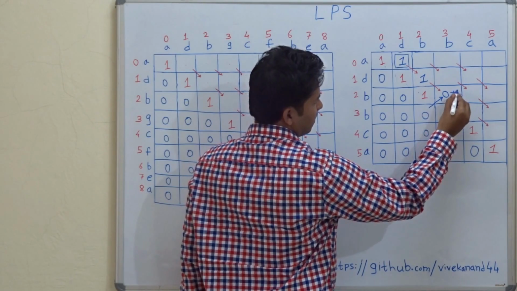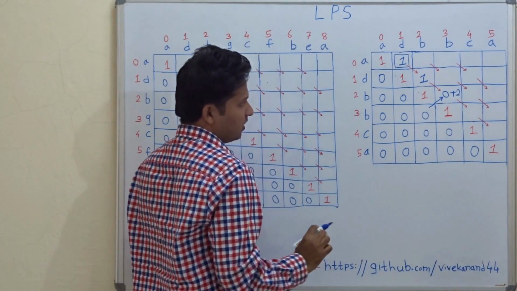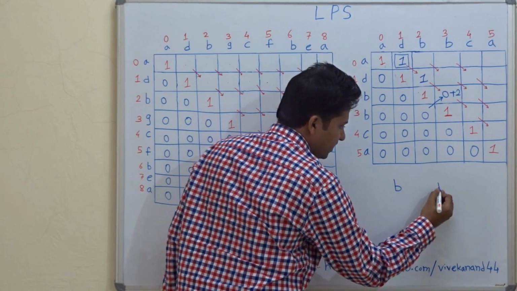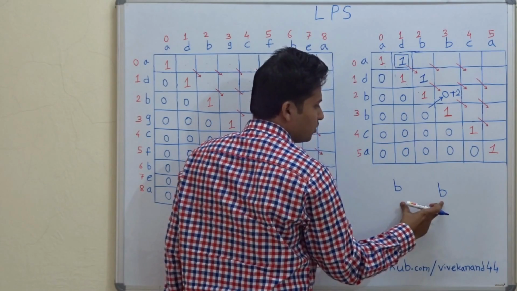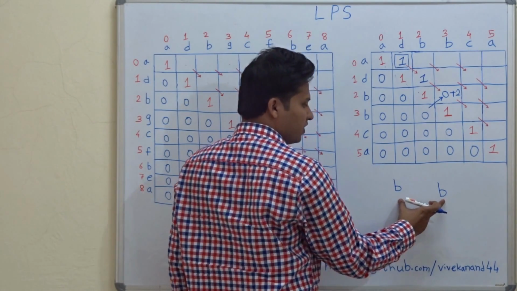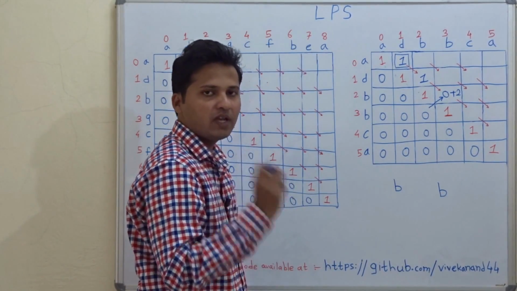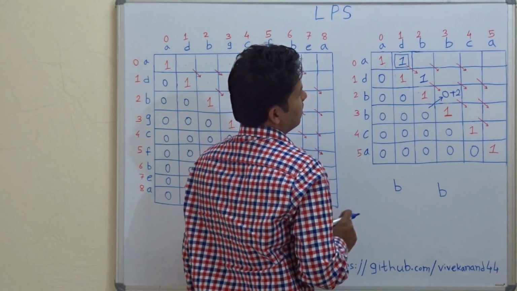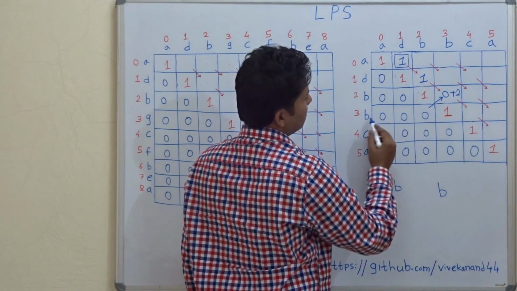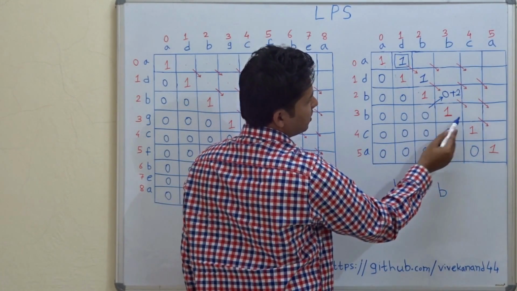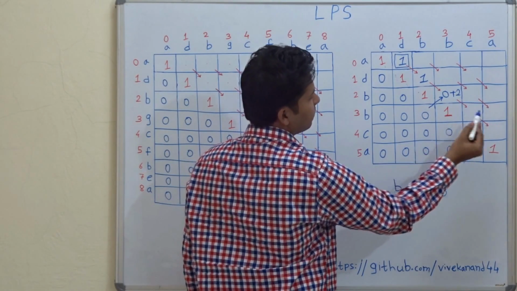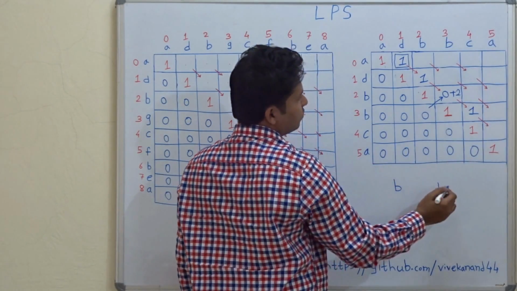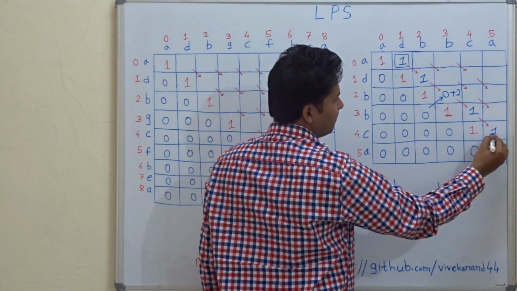plus add 2. Means we add 2 because as B and B match, we get 2 characters in the string which contribute to forming the palindrome. So we add 2. Now go to the next cell. B and C, they don't match, so max of 1 and 1 is 1. C and A, they don't match, so max of 1 and 1 is 1.